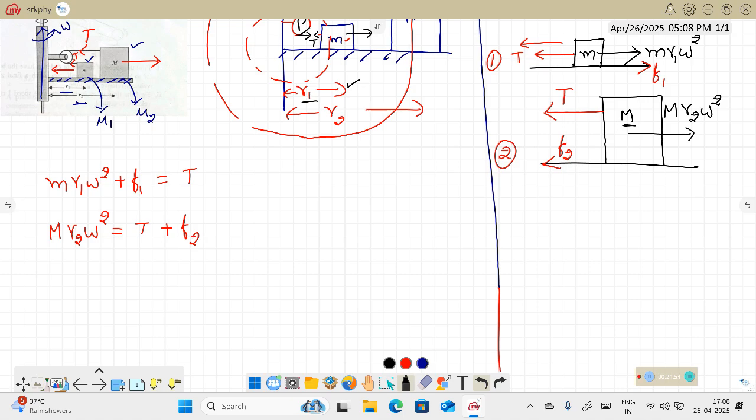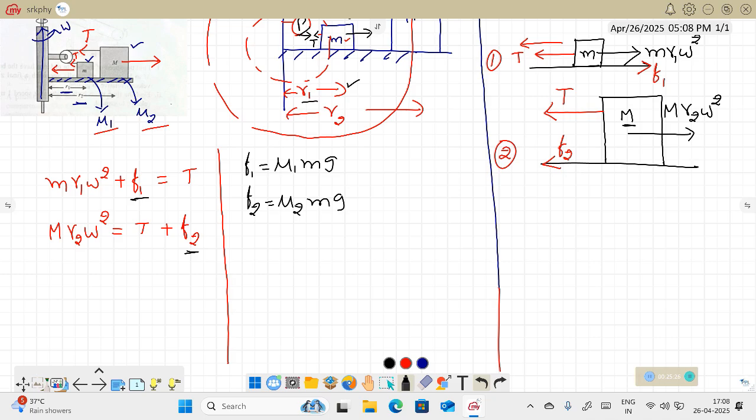Now our requirement is to calculate omega. We can write it in many forms because in the question mu1 and mu2, the coefficients of friction, are given, but friction is not given. So you know the friction formula in terms of the coefficient of friction. F1 is equal to mu1 into m into g, that is the friction between the small m and the surface. Similarly, what is F2? Friction between the capital M and the surface, F2 is equal to mu2 into M g.